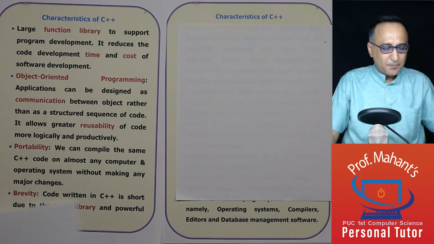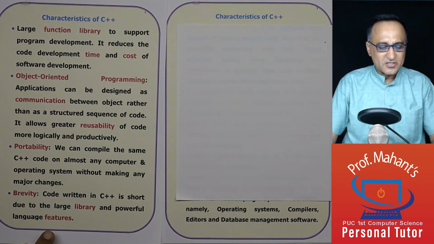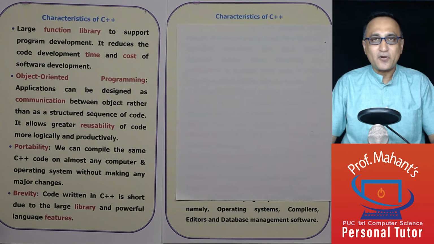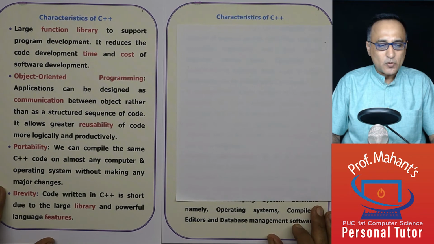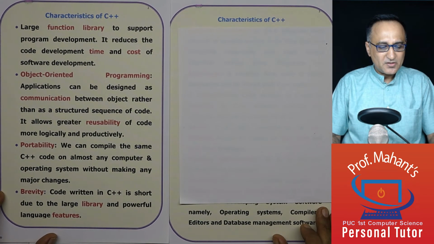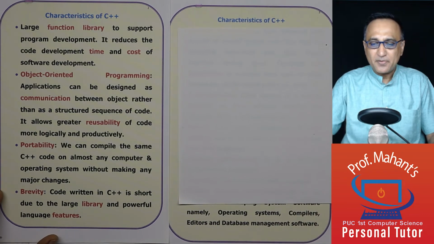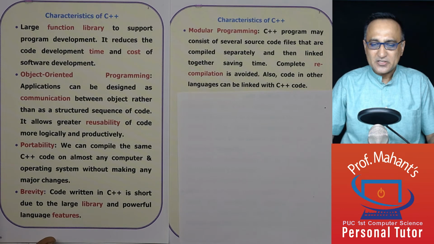Brevity of code. Since we use a lot of library functions and the language itself is so powerful, for doing something we do not have to write a large number of lines of code. A few lines of code help us to accomplish even complicated things. So this should help you understand what you mean by brevity. Now let us look at other characteristics of C++.